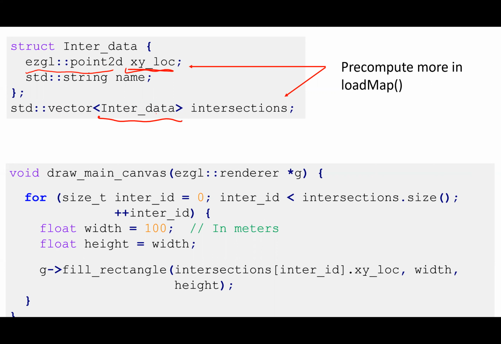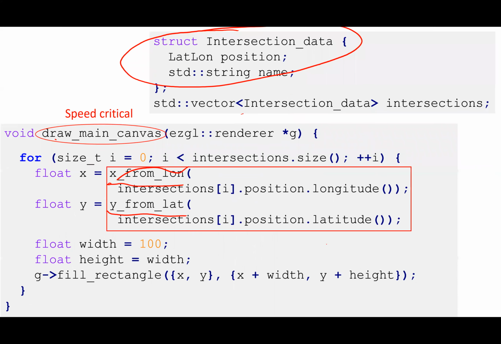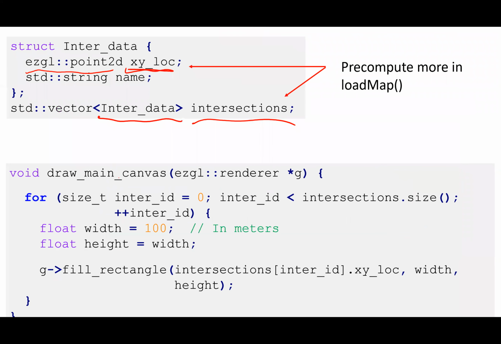So I've got my intersection data structure, and I've got a global variable called intersections. So I'm going to have one piece of information for every single intersection. And instead of storing the latitude and longitude, I'm now going to store the XY. And all I have to do is basically move this bit of code into my load map. So it's not very difficult to do. And once I've done that, my draw main canvas, my redraw function looks simpler.